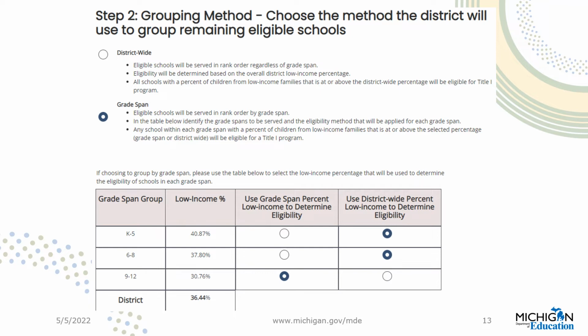The second decision for LEAs with greater than 1,000 students will be deciding if they want to group and sort remaining schools district wide or by individual grade spans. If the LEA chooses grade span grouping, they will then have the ability to decide which value will be used to determine eligibility, the district-wide percent low income or the percent low income for the grade span. This can be set differently for each grade span. The option to indicate that a grade span will not be served has been removed from this screen for next year. If an LEA does not wish to serve schools in a given grade span, they will just not assign a program type for those schools on the following screen.